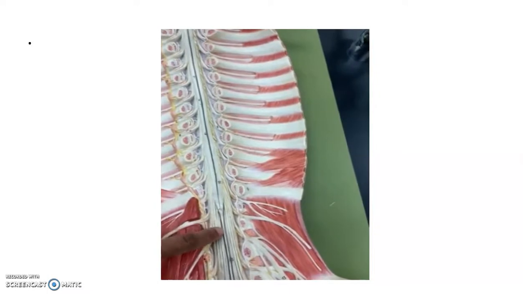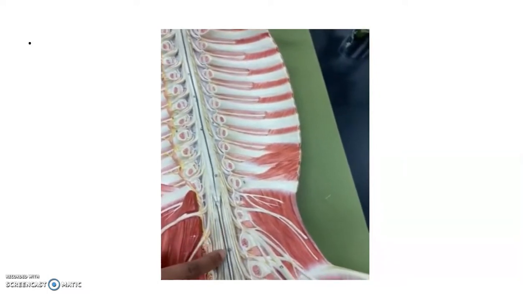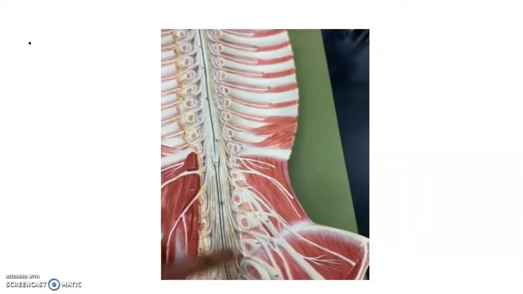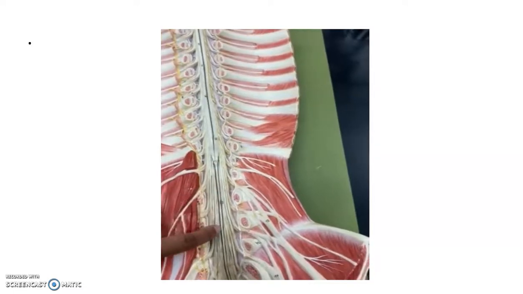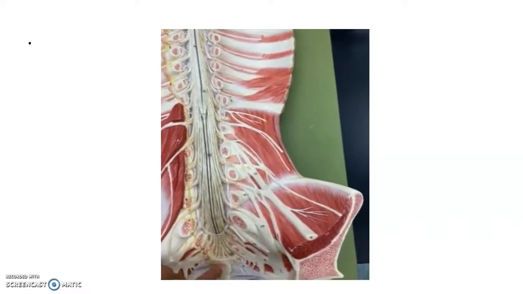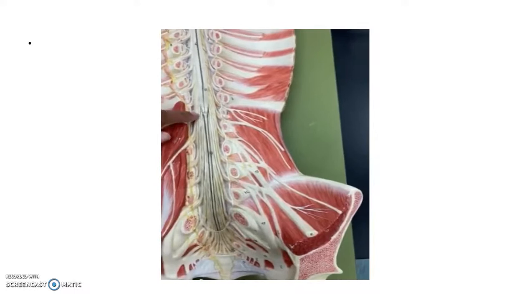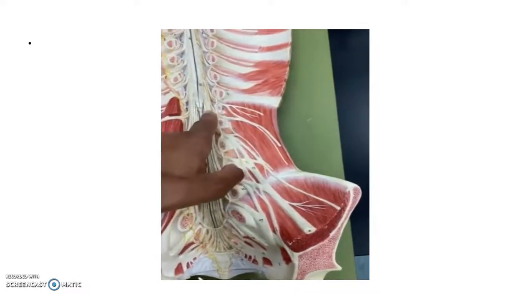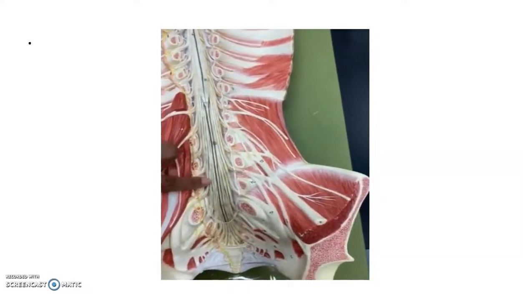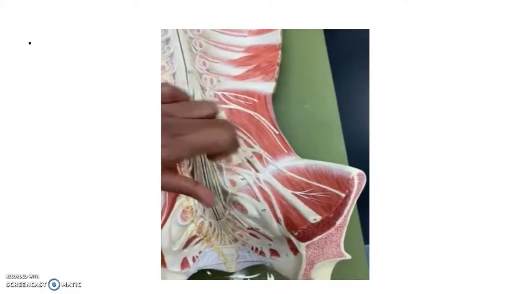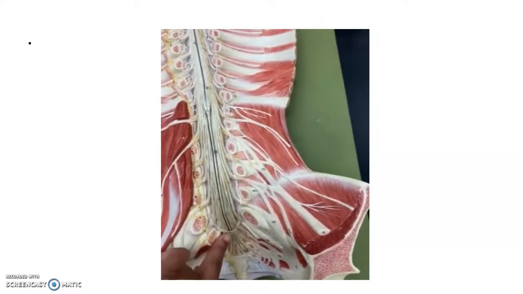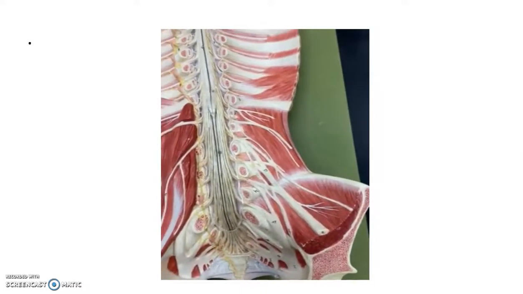This structure here that's off of the conus medullaris, just this one little thin fiber that's going all the way down, is called your filum terminale. It is an extension of your pia mater. The filum terminale is going to go all the way down and connect to our coccyx, the tailbone. All of the fibers that are surrounding that filum terminale are called your cauda equina. It looks like a horse's tail. So all of these fibers here are called the cauda equina, and they're also going to attach all the way down at the coccyx.